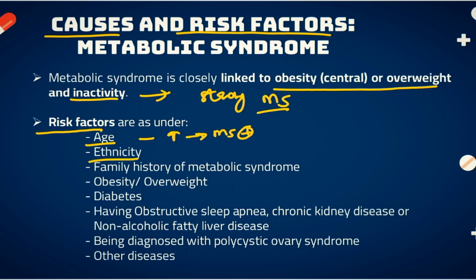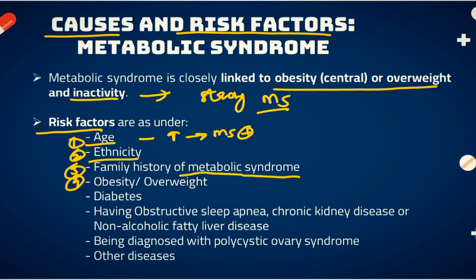Second is ethnicity. It has been found that black men are less likely to develop the metabolic syndrome as compared to white men. However, black women have a higher risk to develop the metabolic syndrome than white women. So ethnicity matters for being positive for metabolic syndrome. Third one is family history of metabolic syndrome. If metabolic syndrome is already present or is already a risk factor in that family, it means that a person belonging to the family has higher chances to develop the metabolic syndrome.